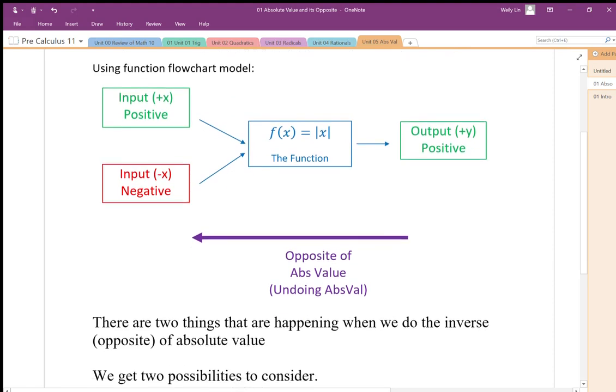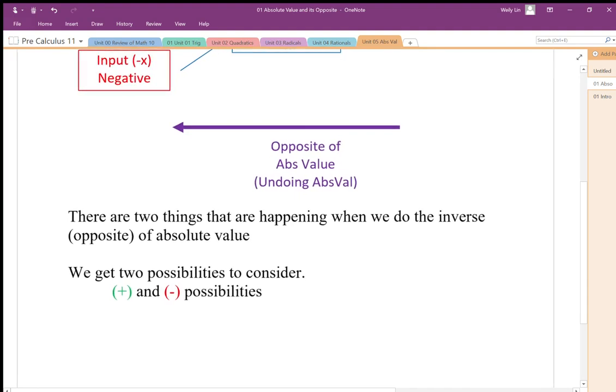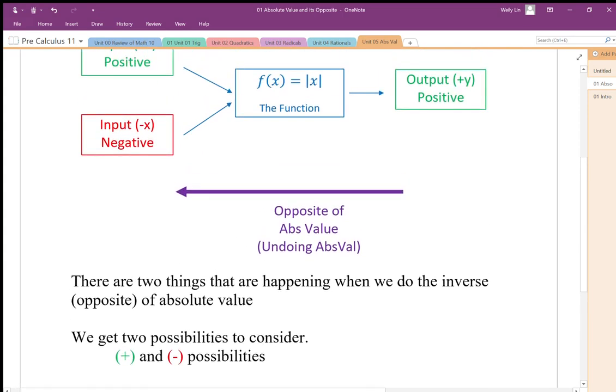Okay, so there's two things that happen when we do the inverse or opposite of absolute value. Okay, we get the positive and negative possibilities. Okay, the other thing that I didn't list, but one thing that we are going to have to consider as well is that if we're going this way, we really can't put a negative in because no negatives come out this way, so we can't put negatives in this direction.